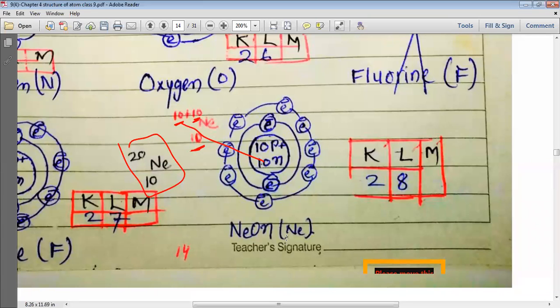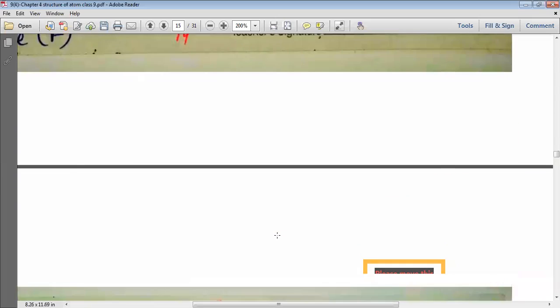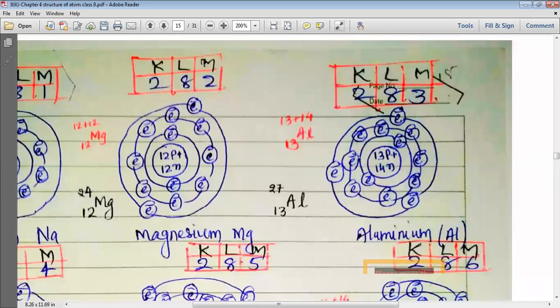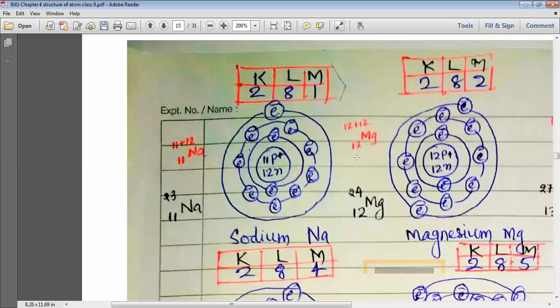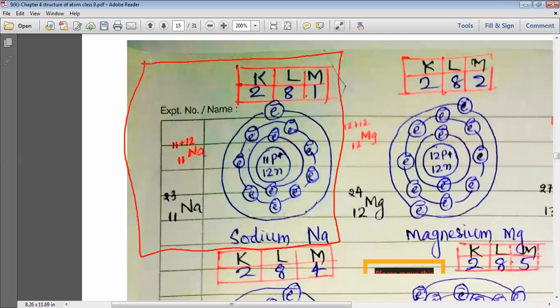It represents that neon has got atomic number 10 and atomic mass number 20, my dear students. Now we want to study about the next element, and the name of the next element is sodium. So let us study about the 11th element, sodium. Here in the 11th element, sodium, you can see that sodium has got 11 protons and 12 neutrons. Out of these 11 protons and 12 neutrons, we will determine the atomic number and atomic mass number.